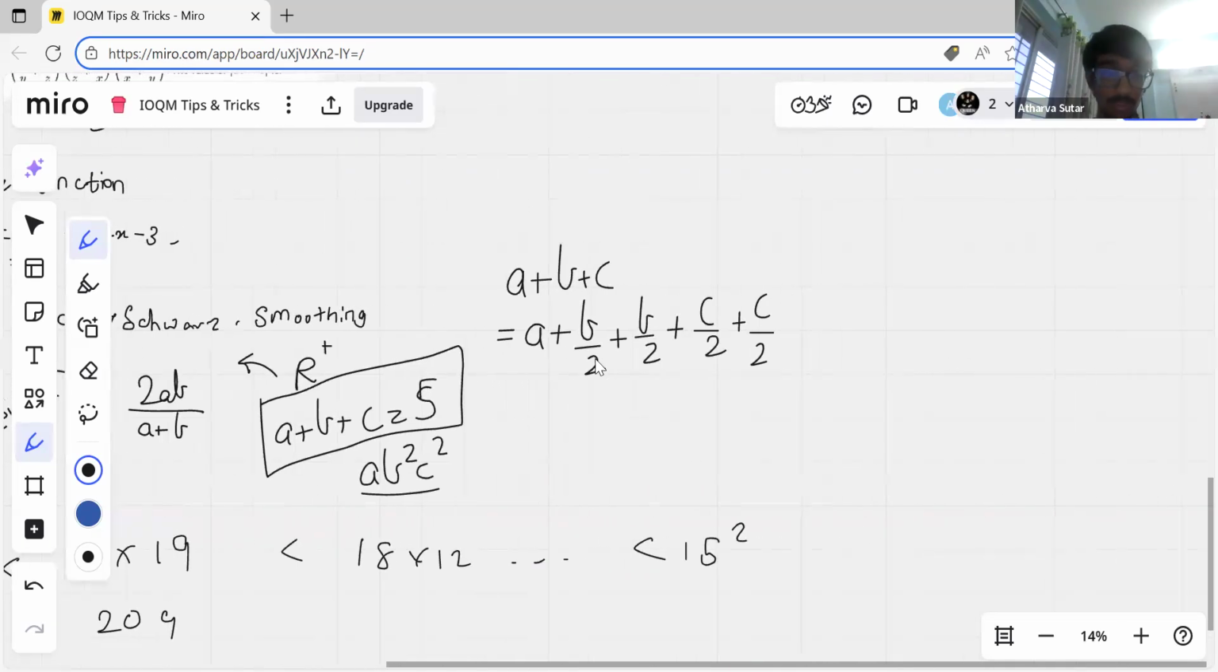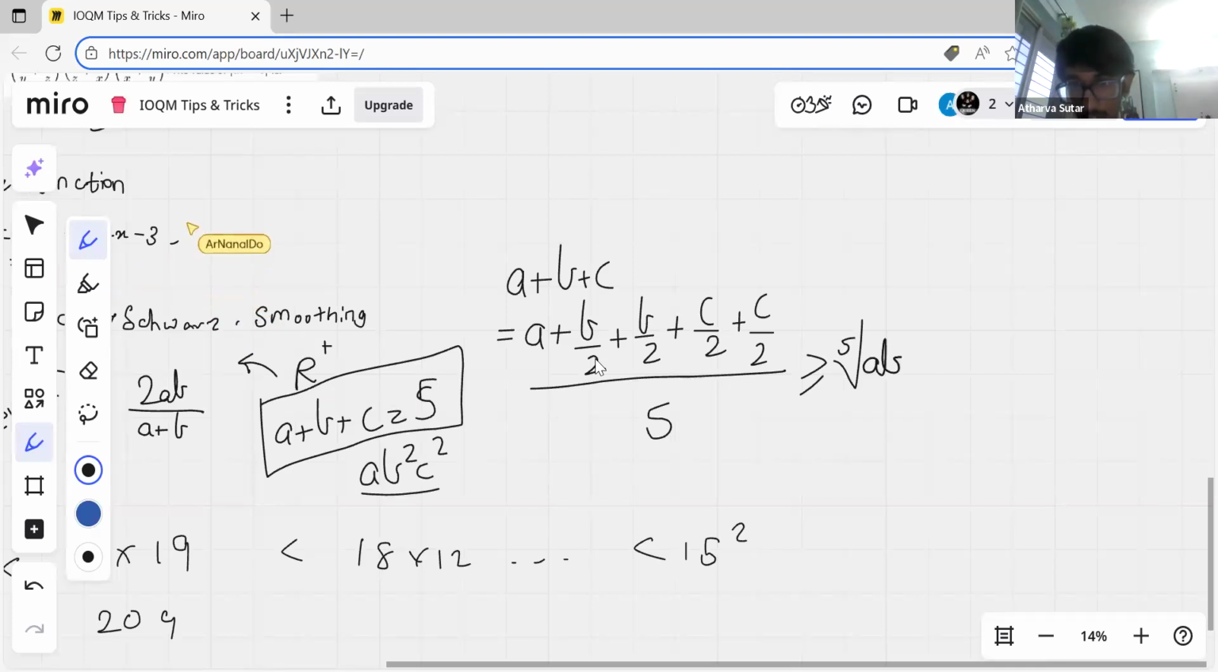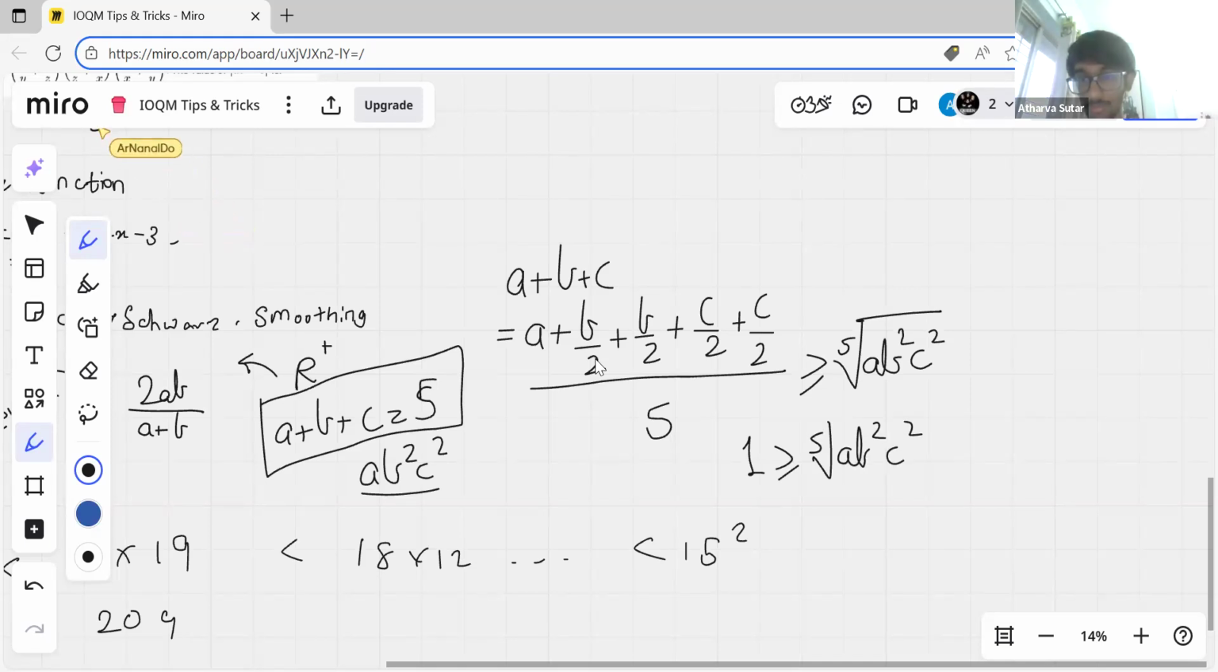For example, in this problem, you know that this value divided by 5 is greater than or equal to the fifth root of a b square c square. But this value is basically what we're given, that's a plus b plus c. So you have 1 is greater than or equal to the required value. So yeah, this kind of substitution is quite useful.